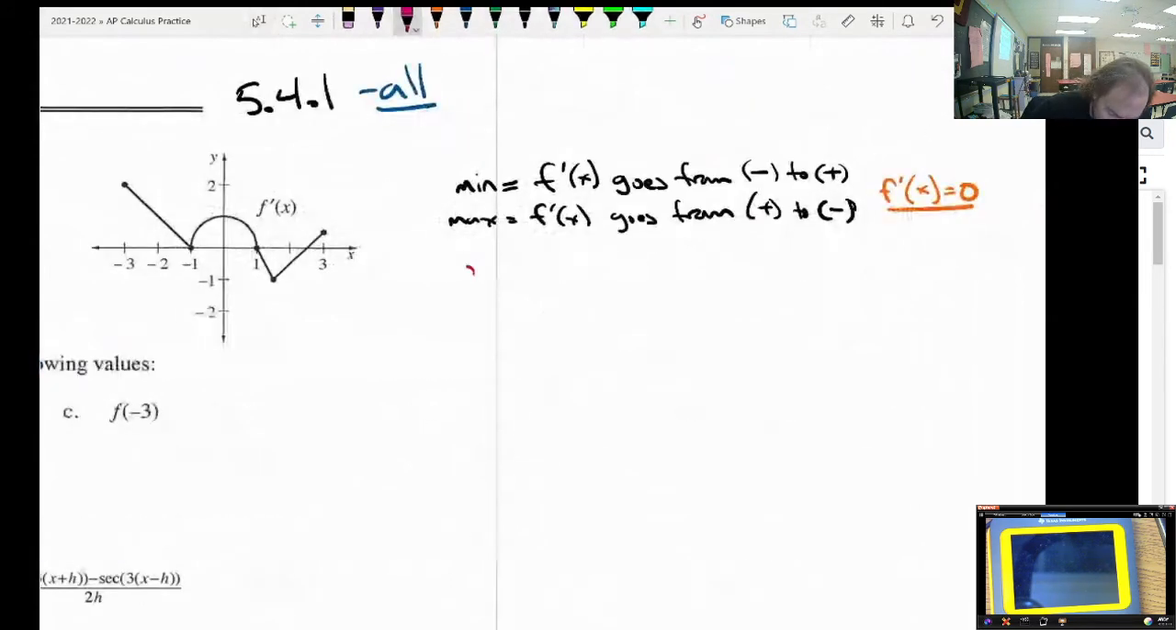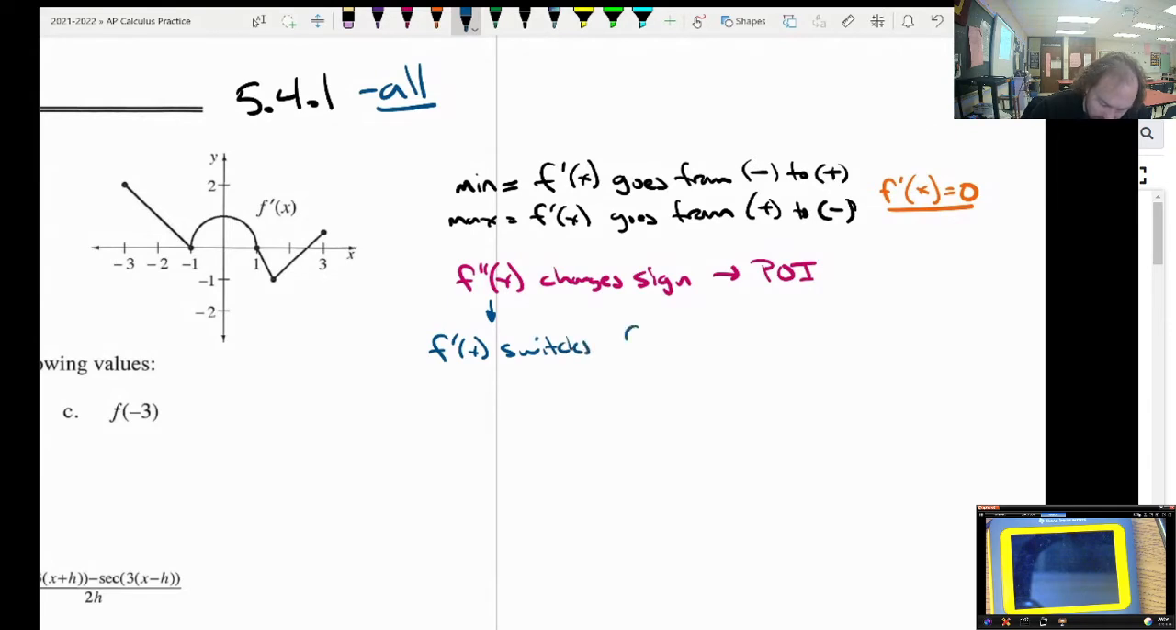Points of inflection happen when f double prime of x changes sign. We don't necessarily need to differentiate between whether it's going from positive to negative or negative to positive. All we care about is that it changes sign. That's going to cause a point of inflection. Now, f double prime of x changing signs means that f prime of x switches from increasing to decreasing, or vice versa. Since f double prime is the derivative of f prime, if f prime is increasing, f double prime is positive. If f prime is decreasing, then f double prime is negative. So we'll have to consider that too.